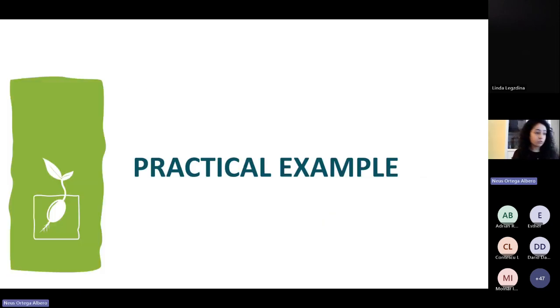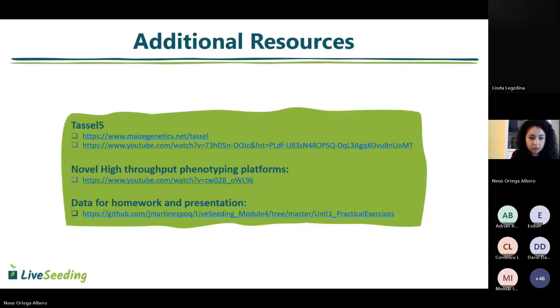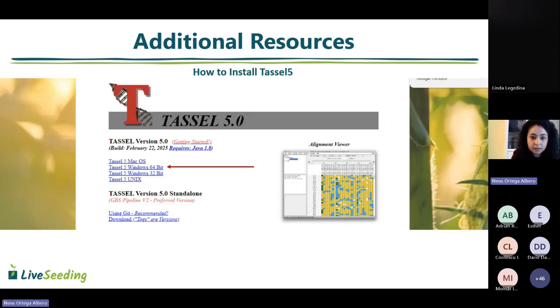So now I am going to show an example of how to perform a GWAS analysis with the software Tassel5 in 2 different traits, and we are going to comment on and compare the differences. Tassel5 is free software. You can find the link to download it in the additional resources of the presentation, and how to install it on your computers.